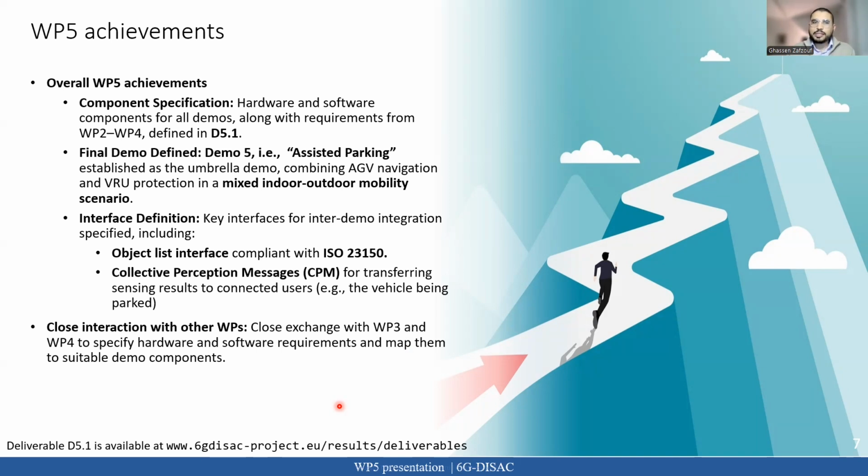One other important result that we have achieved this year is the definition of an interface in order to ensure a functional inter-demo integration. The interfaces that we agreed upon are the object list interface, which is compliant with an ISO, namely ISO 23150, that we will be tackling in detail in a few moments, and the so-called collective perception messages, CPM, which are well known in the vehicular communication field, which allows, among other things, the communication between the infrastructure and the vehicle.